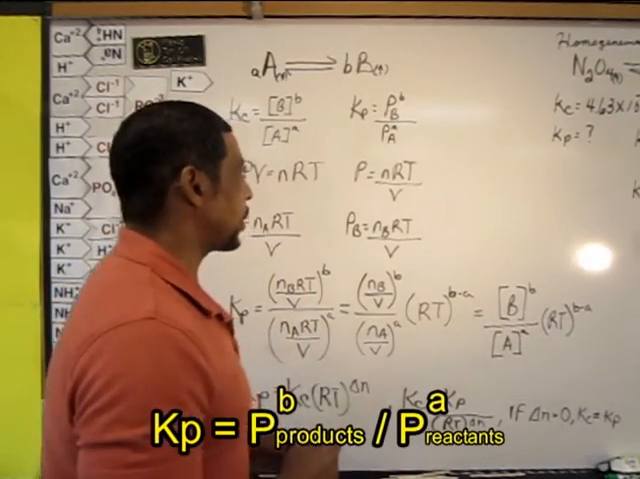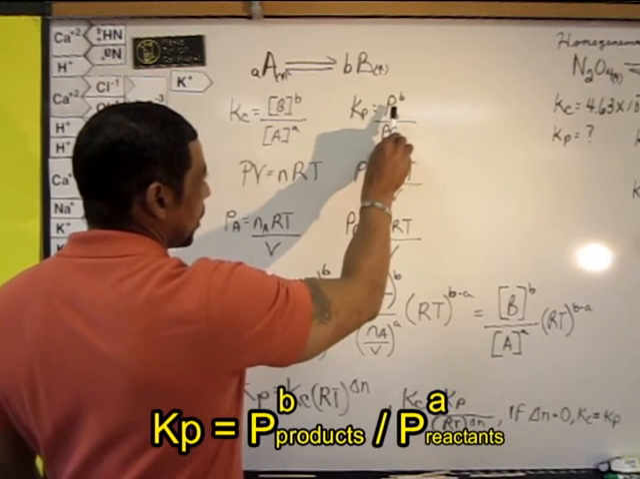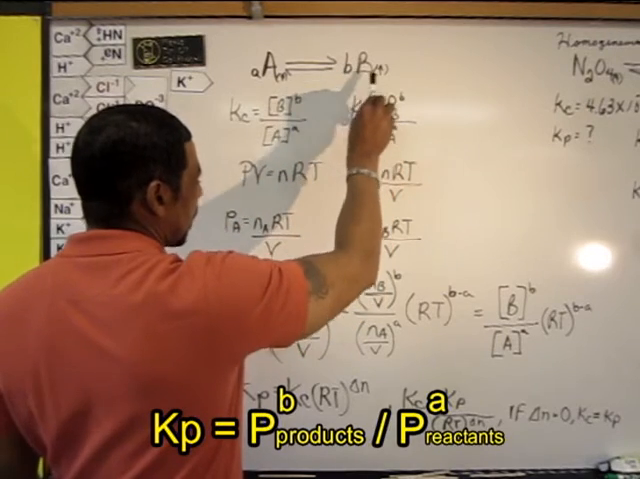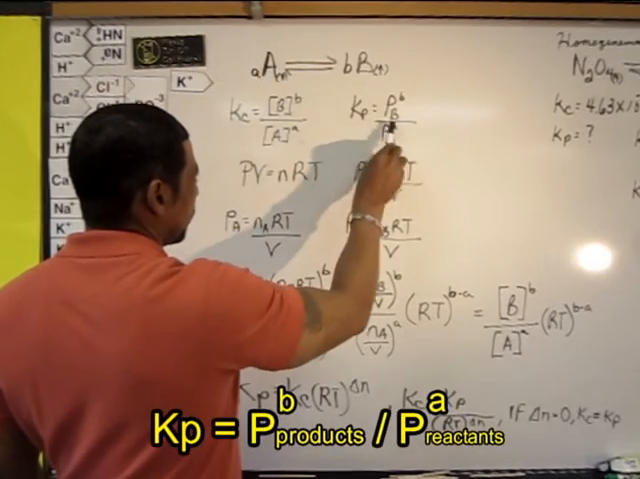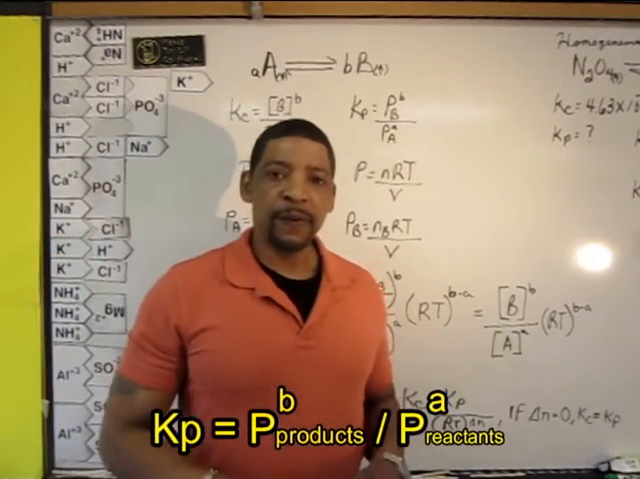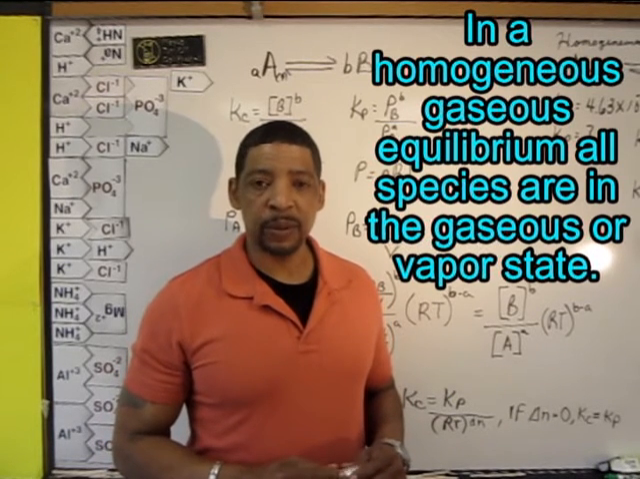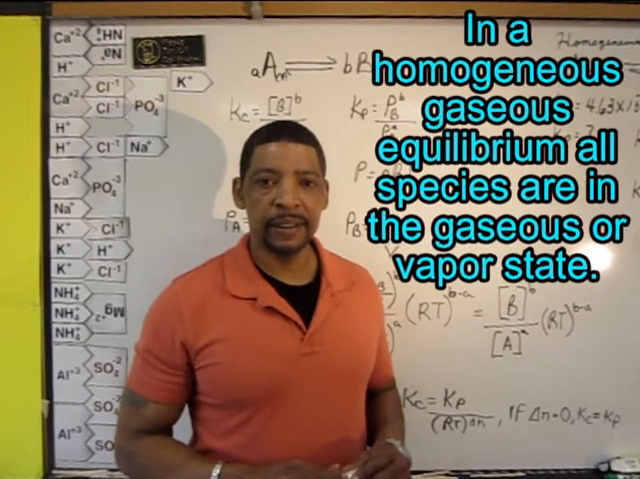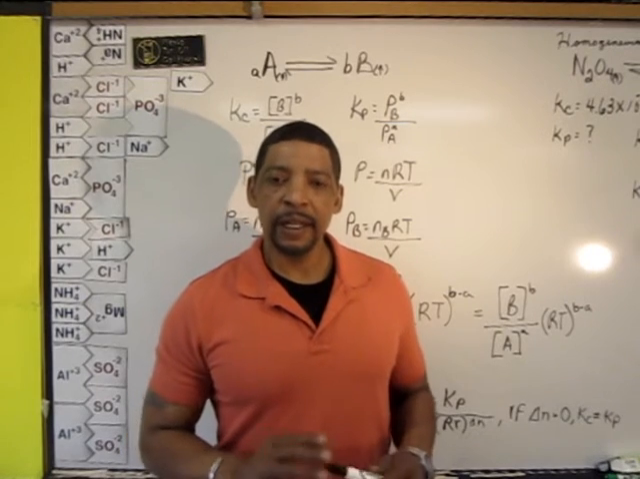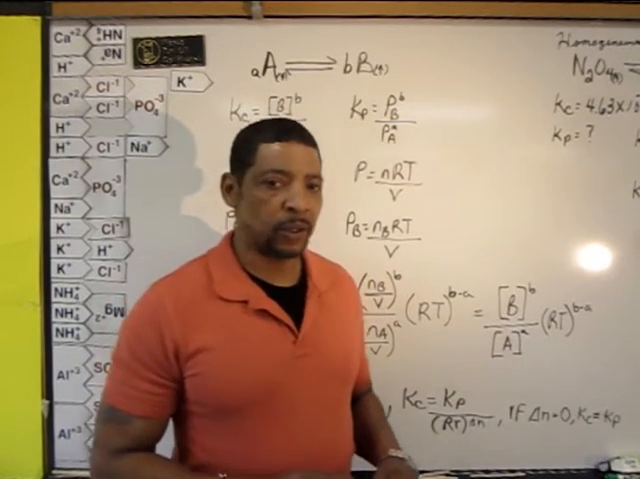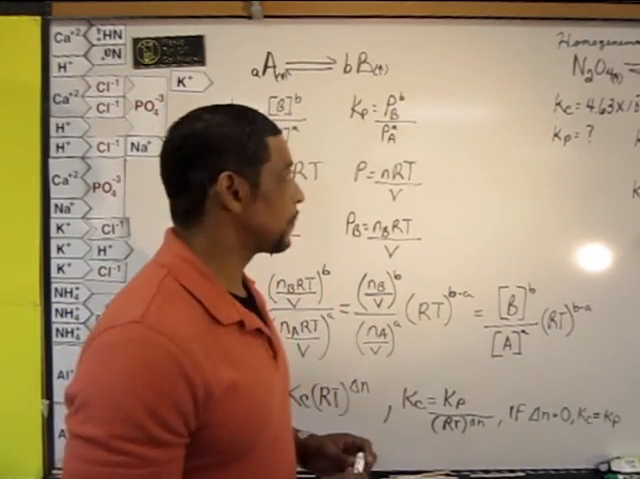The Kp expression for this reaction will be: Kp is equal to the partial pressure of product B raised to the b power, divided by the partial pressure of reactant A raised to the a power. For a homogeneous gaseous equilibrium, both a Kc expression and a Kp expression may be written. Since both expressions may be written for the same equation, clearly there is a connection between the value of Kc and the value of Kp. Let's now examine why that is true.